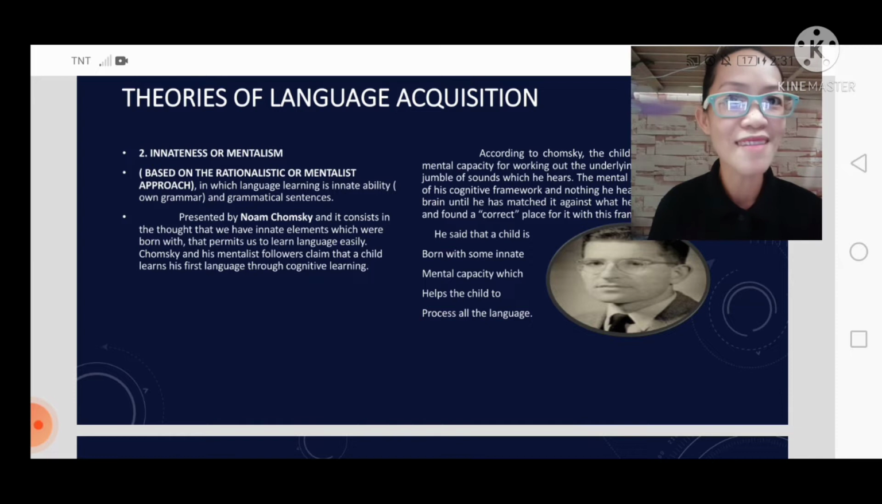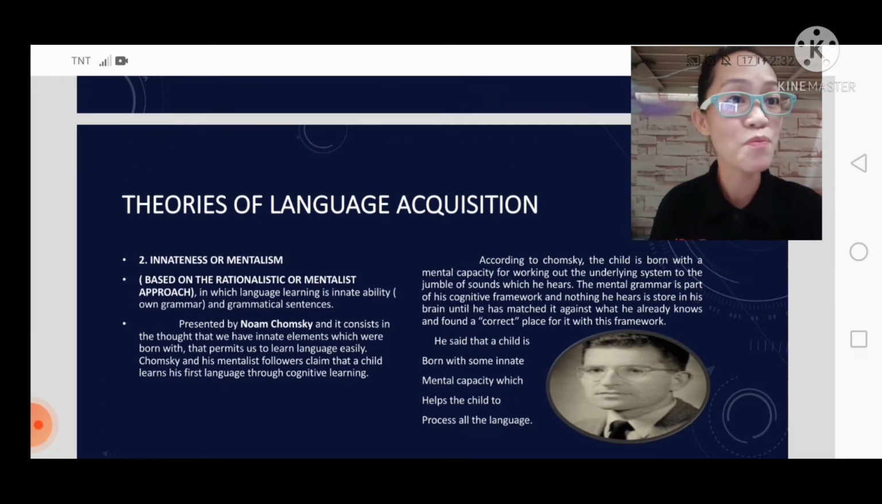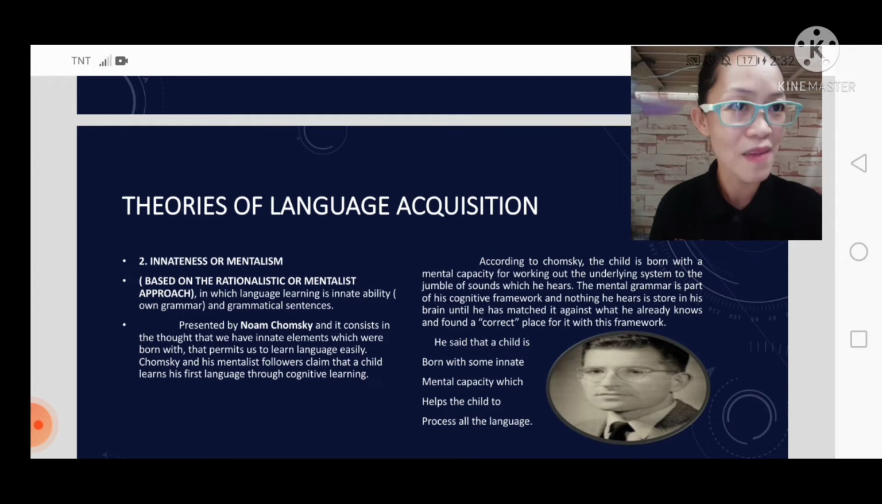So, the innateness or mentalist theory is based on the rationalistic or mentalist approach, in which language learning is an innate ability with its own grammar and grammatical sentences. This theory is represented by Noam Chomsky, and it consists of the thought that there are innate elements which we're born with. According to Noam Chomsky, the child is born with the mental capacity for working out the underlying system to the jumble of sounds which he hears.